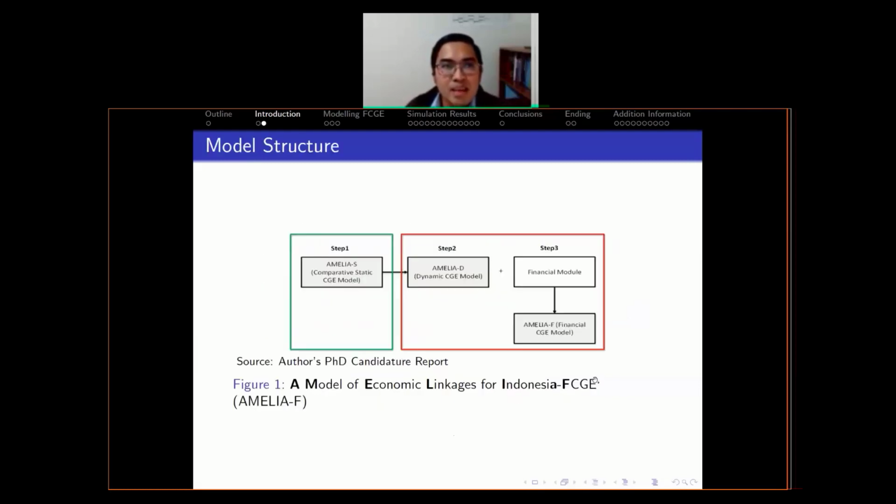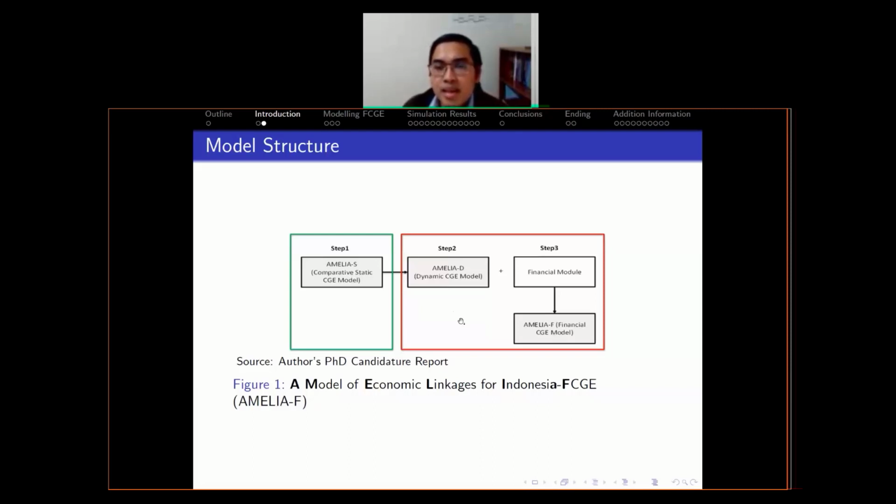So in the model structure, I went through 3 steps, but actually the first step is not really relevant to this research. It's just a step in my learning process in developing the CGE model. I built a real dynamic national model for Indonesia, which I call the Model of Economic Linkages for Indonesia, or MENIA, based on the mini Monash model that was developed by Professor Peter and Professor Mori from the Centre of Policy Studies.